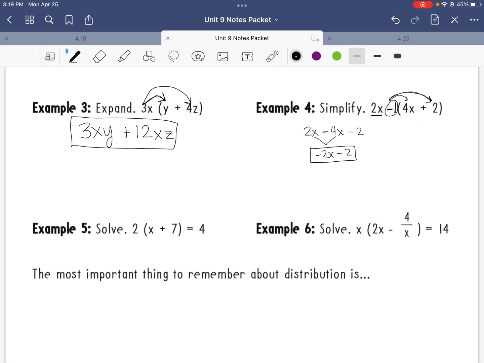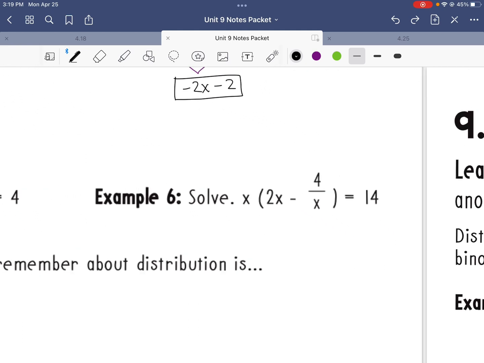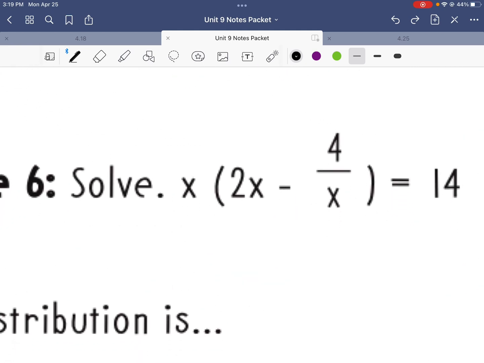Okay. All right, a couple more. So I actually want you guys to do this one on your own. So I will leave you to do that one. If you get stuck, let me know, but I think you can do it. And then I'll do example 6 for you guys.